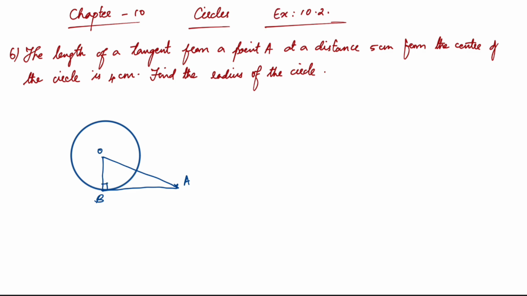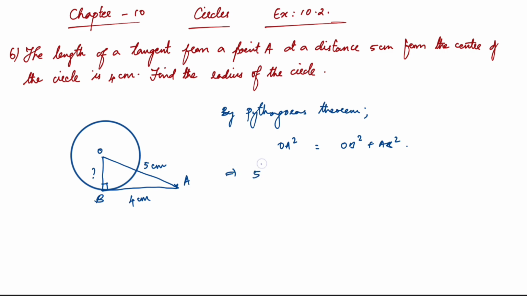They have given that OA is 5 cm and the tangent's length AB is 4 cm, and we have to find the radius. By Pythagoras theorem, we know that OA square is equal to OB square plus AB square. That is, hypotenuse square is equal to side square plus base square.